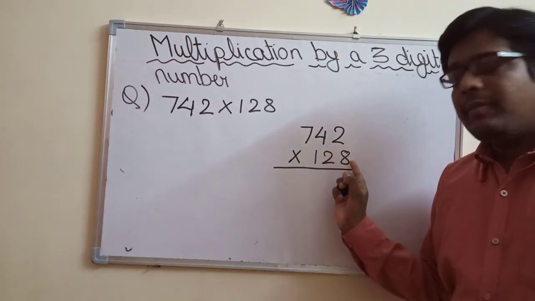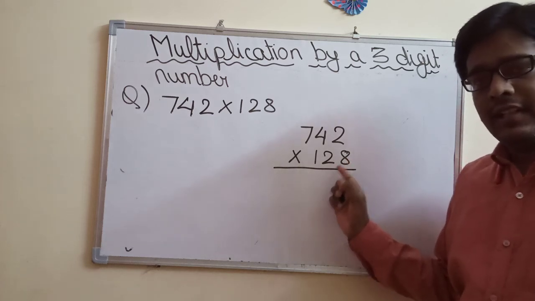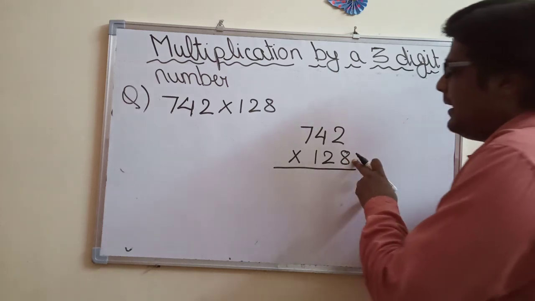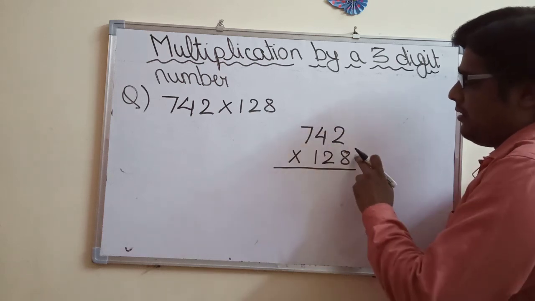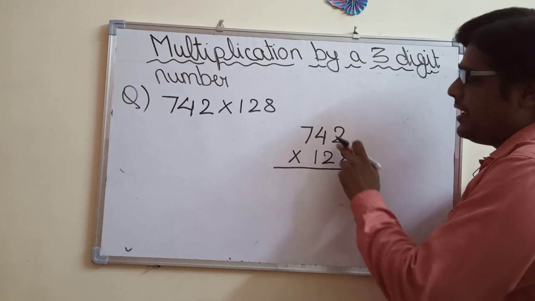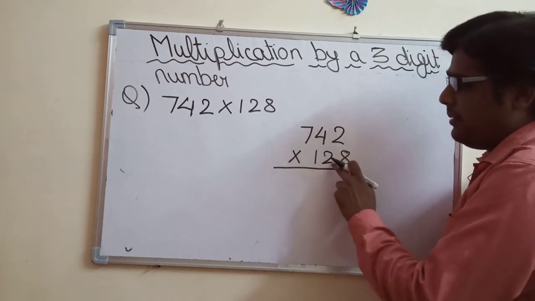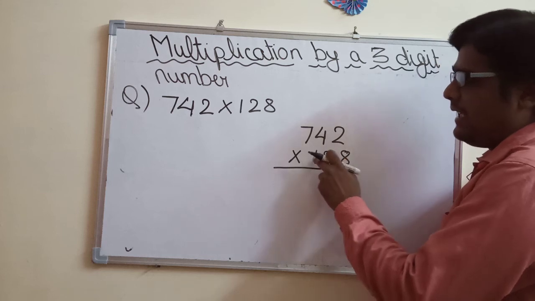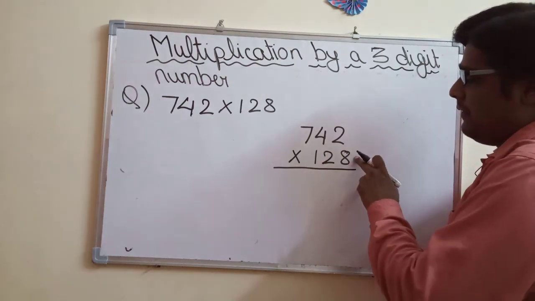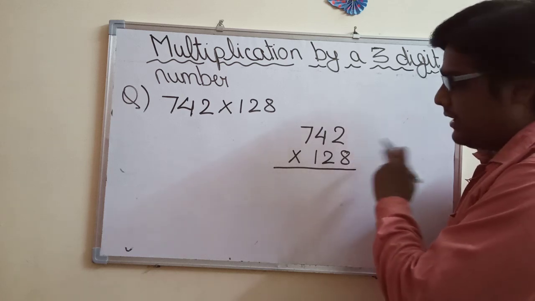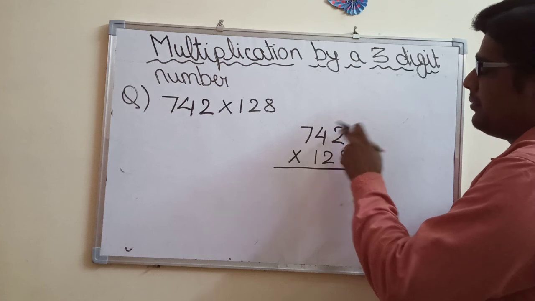We will start multiplying from the ones digit of the multiplier. It means first you will multiply 8 by these three numbers. First 8 by 2, then 8 by 4, then 8 by 7. Then you will multiply 2, and in the third step you will multiply 1. So we will start from 8. First we will multiply 8 by 2.